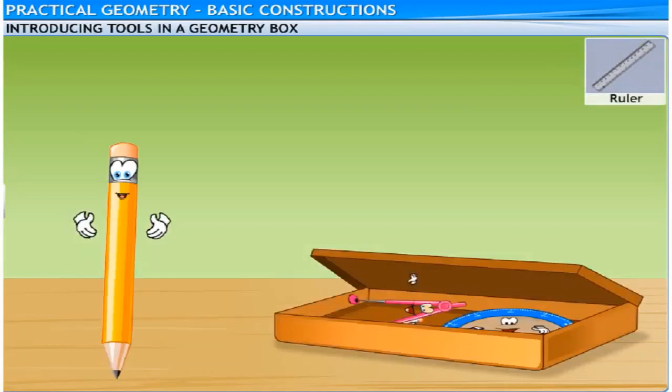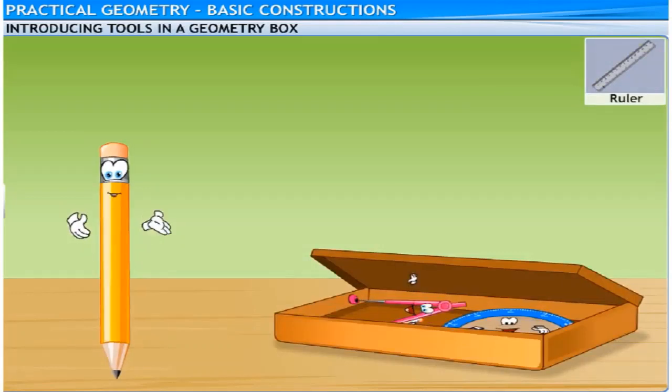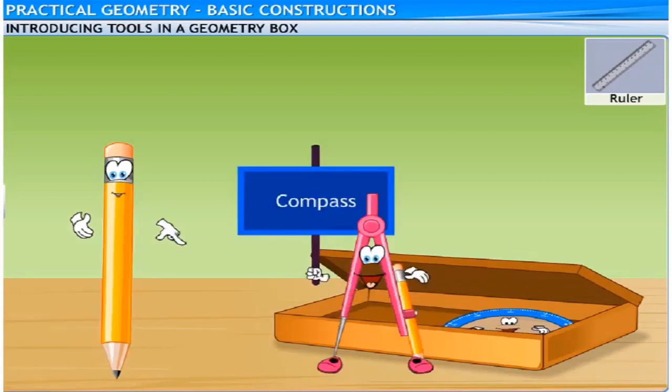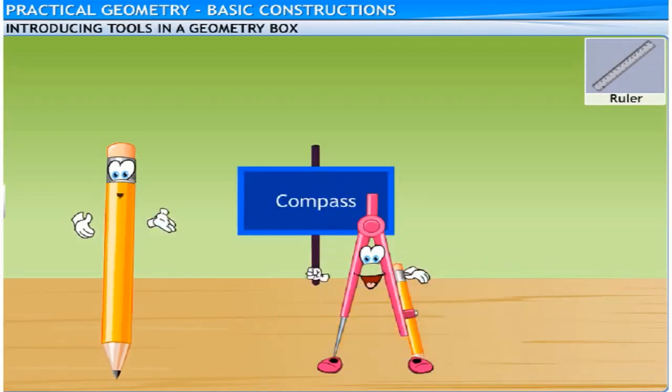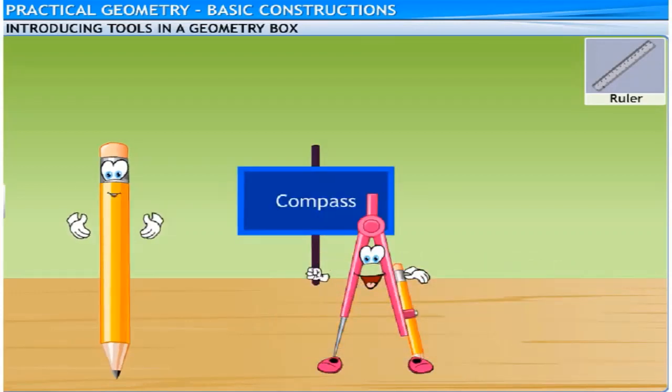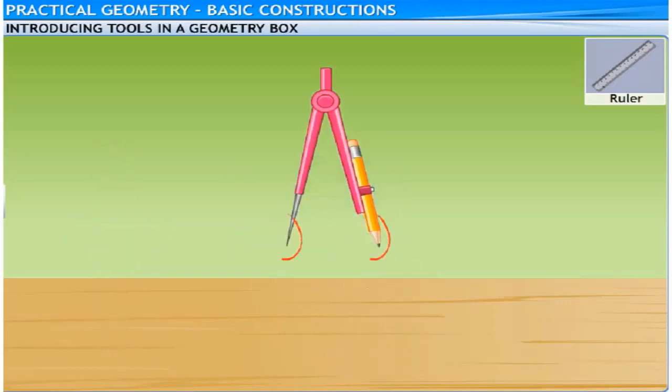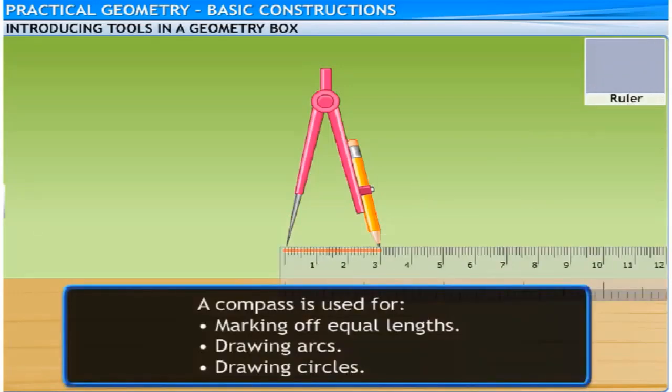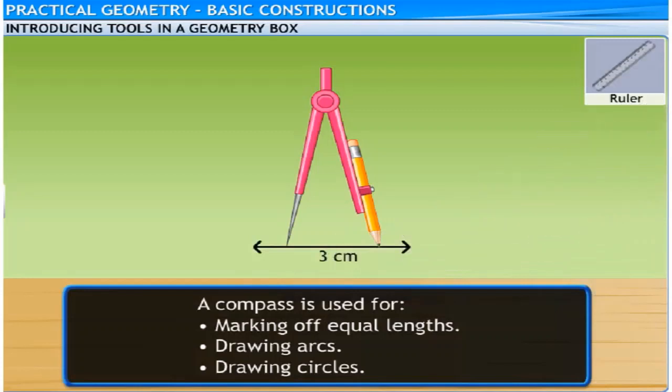Next, another important tool in your geometry box is the compass. It is also called a pair of compasses. It has 2 ends. One end holds a pointer, while the other end holds a pencil. The basic use of this tool is to mark off equal lengths, like a ruler.